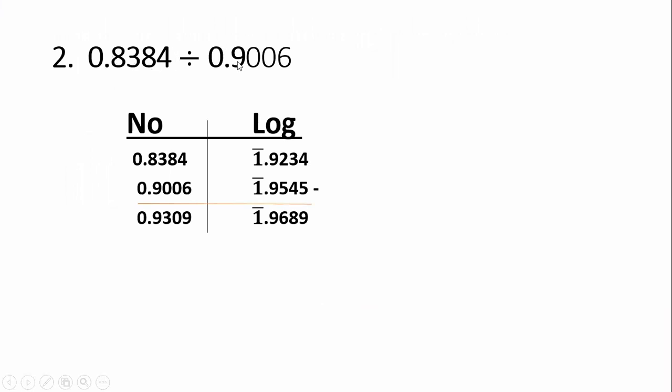The second one that we're doing now is 0.8384 divided by 0.9006. So we check, it's still under tenth by 1. We have it checking from our four figure table, 83 under 4 difference 4, it was 9234. Also 0.9 by 1, which is under tenth. So you have 90 under 0 difference 6, which is 9545.